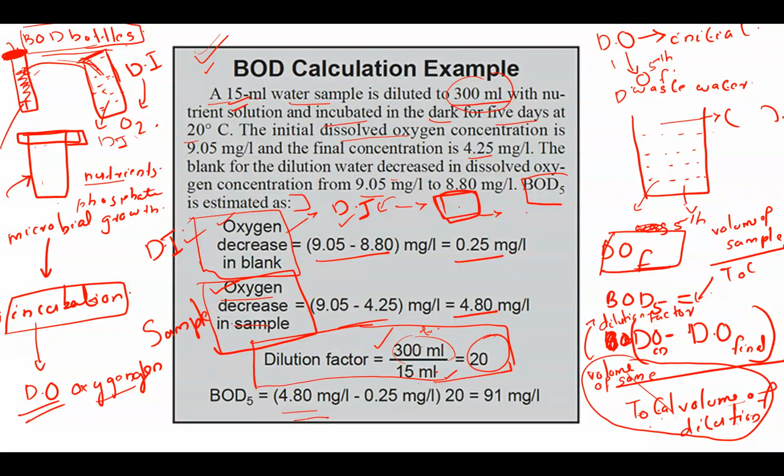And in our sample there are already a lot of nutrients compared to the DI water. Then you see how much oxygen is consumed in this particular sample, and you compare both samples to get the BOD5 for this particular question.